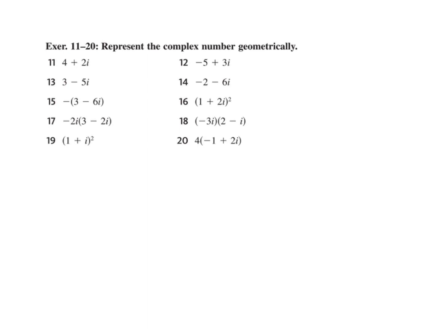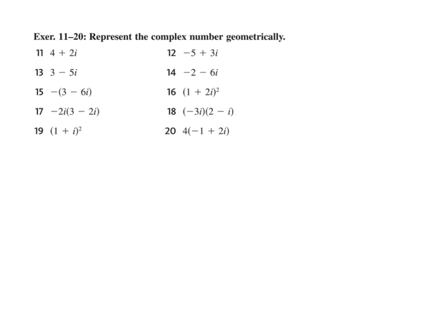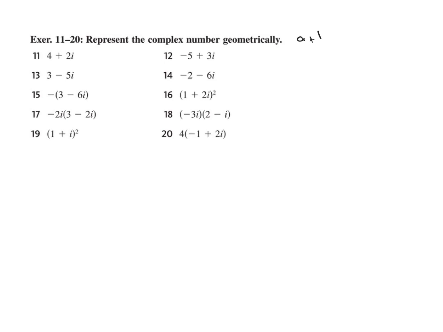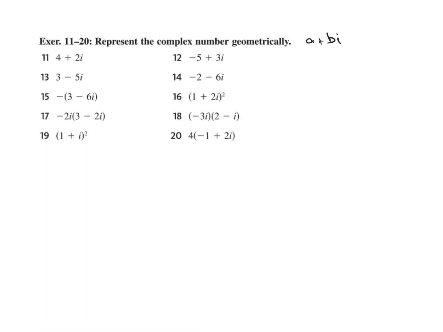So represent the complex number geometrically. Basically, what it wants is a plus bi. Okay, a plus bi is the geometric form. So, we want to go ahead and look at this. And 11's already done. That's 4 plus 2i. 12's already done. 13's already done. 14's already done. So that's already represented geometrically.